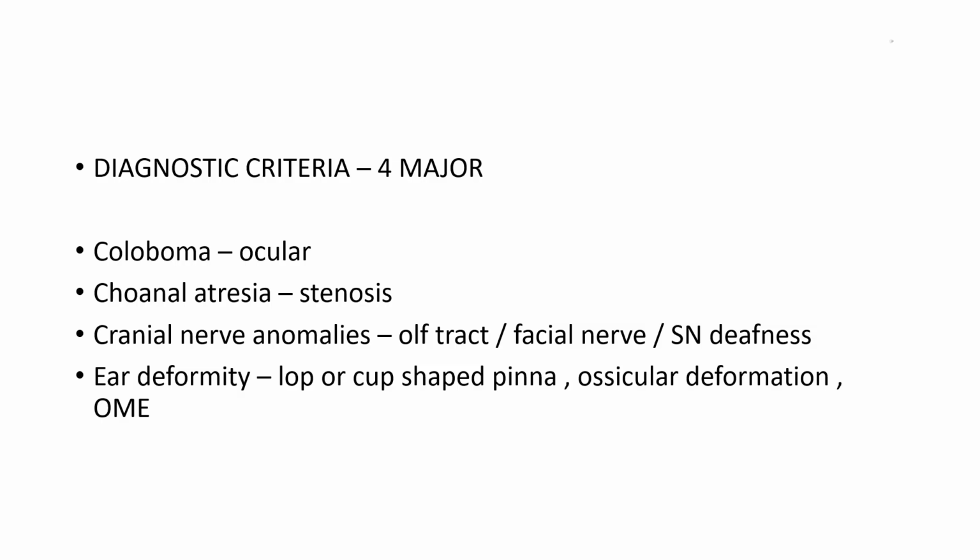Second is choanal atresia. In this, there is a deformity at the posterior end of the nasal cavity, known as the nasal choana. There can be stenosis or complete blockage. Third is cranial nerve anomalies. The most common anomalies involve the olfactory tract or the facial nerve, and there can also be sensorineural deafness. Coming to the ear deformity, the most common varieties are lop or cup-shaped pinna, ossicular deformation, and otitis media with effusion.